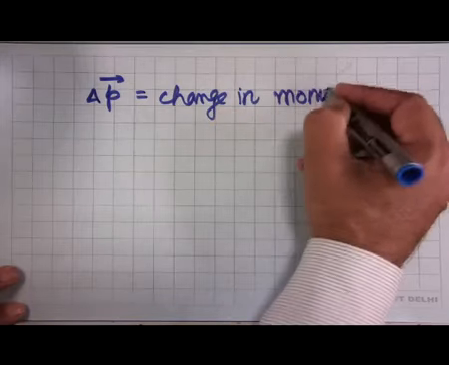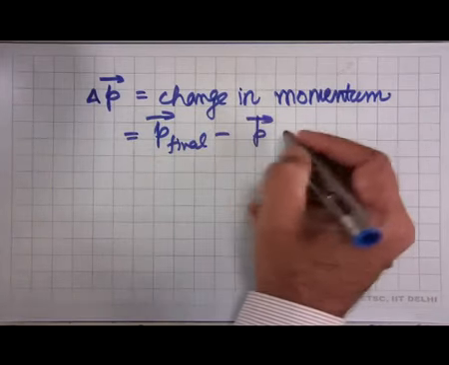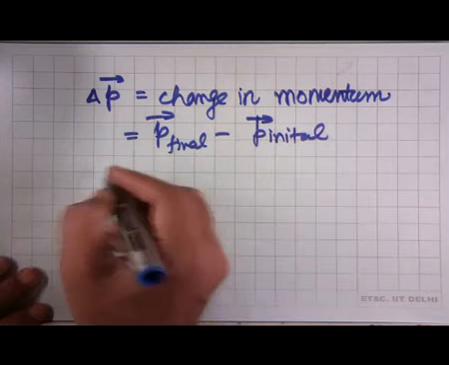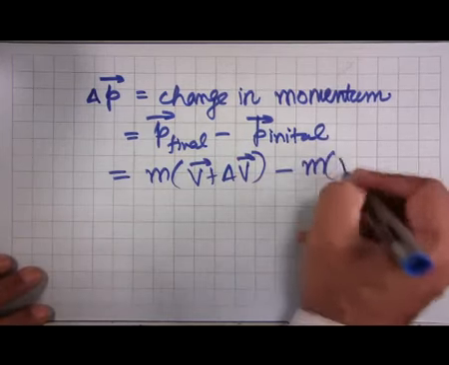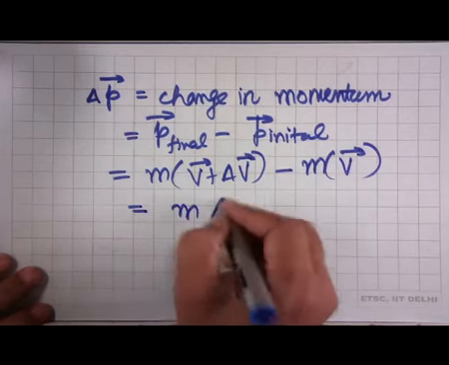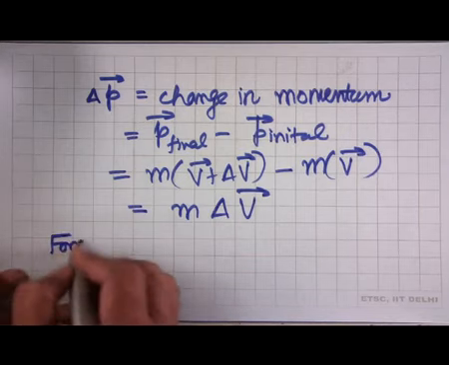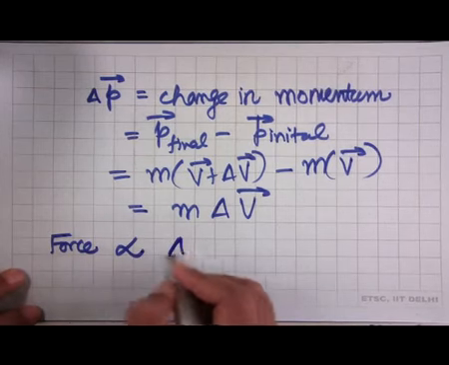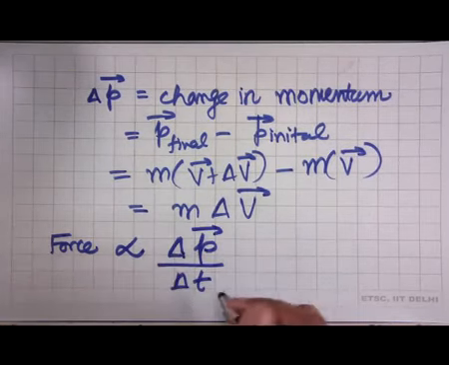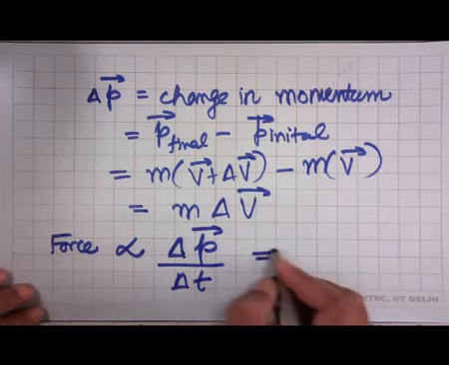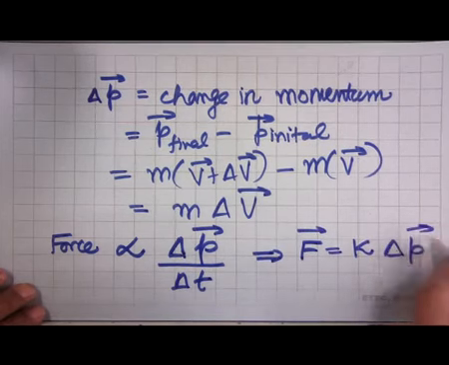So therefore the change in momentum, which is delta p, is equal to p final minus p initial. This will be equal to m times (v plus delta v) minus m times v. So this will be equal to m times delta v, and what Newton's law says is that the external force which is acting on the particle is proportional to the rate of change of momentum. So change in momentum is delta p, so rate of change of momentum will be delta p by delta t, and so this will imply that force is equal to a constant k times delta p by delta t.